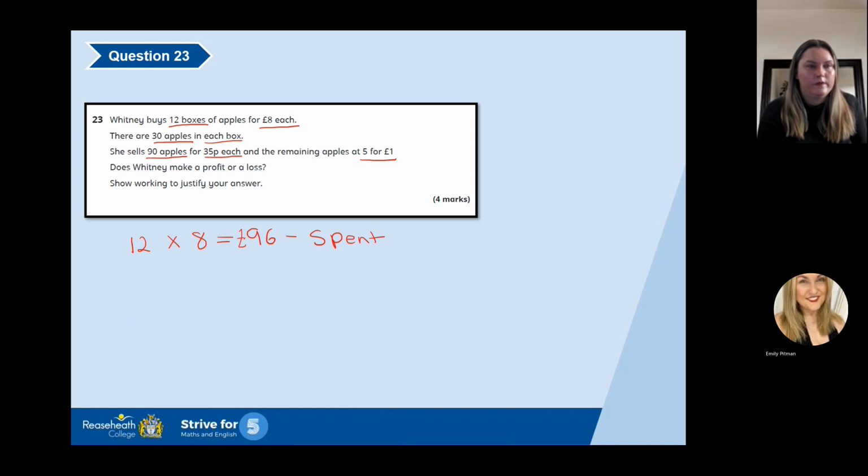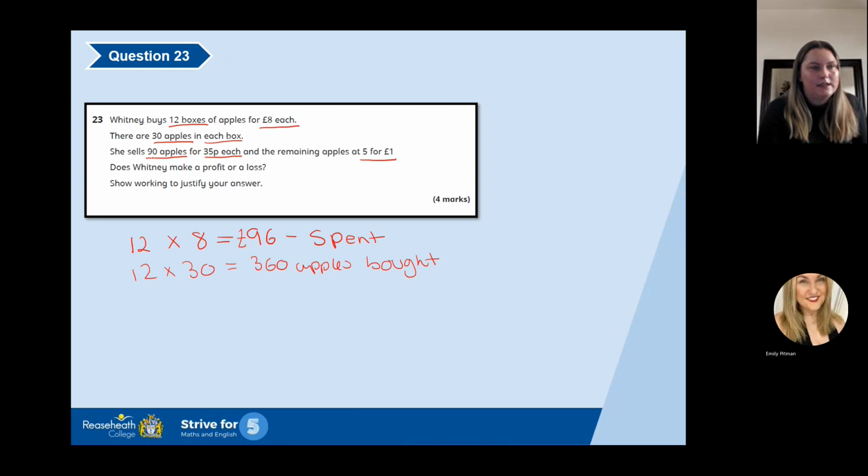Then there's 30 apples in each box, and we know we've got 12 boxes. So let's work out how many apples we've got. We've got 30 in each box, so 12 times 30 is 360 apples that she's bought. What else can I work out?